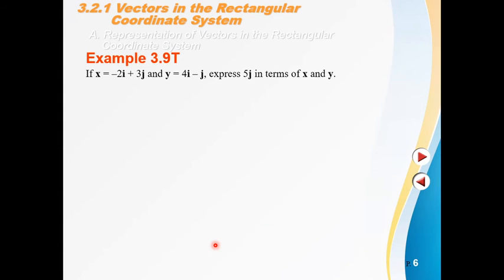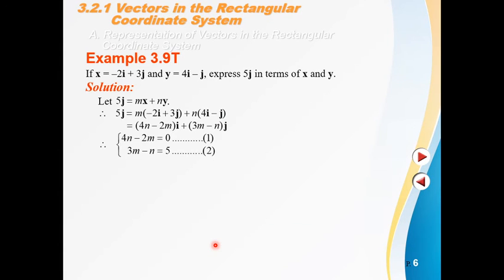Okay, so there are several examples you have to look upon too. Some of them will lead you to simultaneous equations. Understanding them is a very beautiful thing. Our x vector is given as this and our y vector is given as this. Express 5j in terms of x and y. All we need to do is very simple.